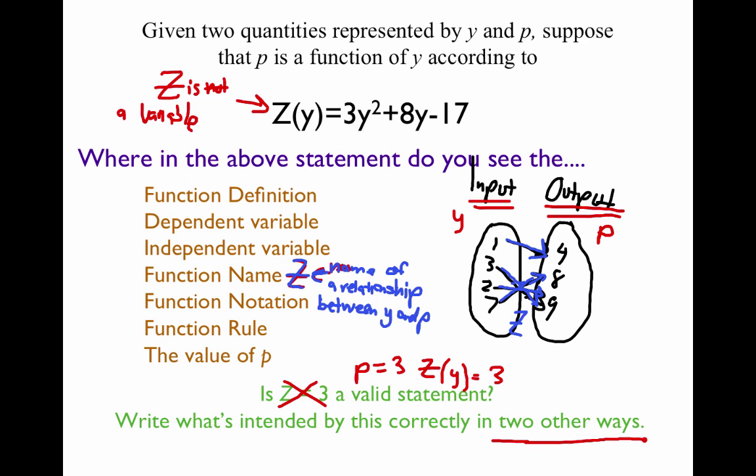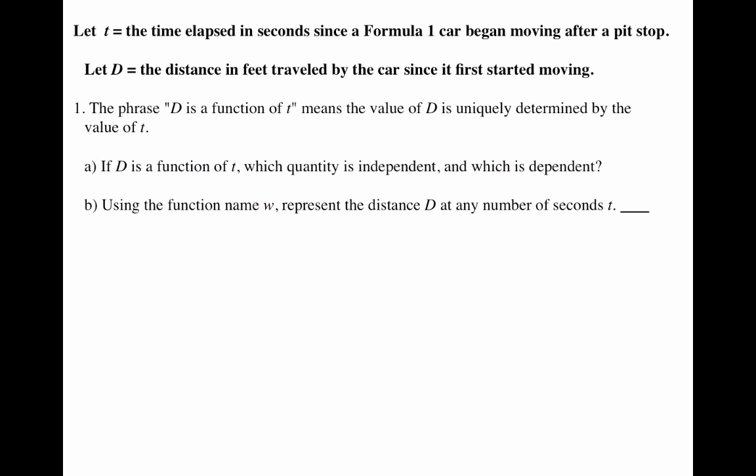I'm going to clear these notes. All right. T is the time elapsed since a Formula One car began moving. D is the distance in feet traveled by the car since it first started moving. The phrase d is a function of t, which means the value of d is uniquely determined by the value of t. So please take a second if you want to pause to do these first problems.